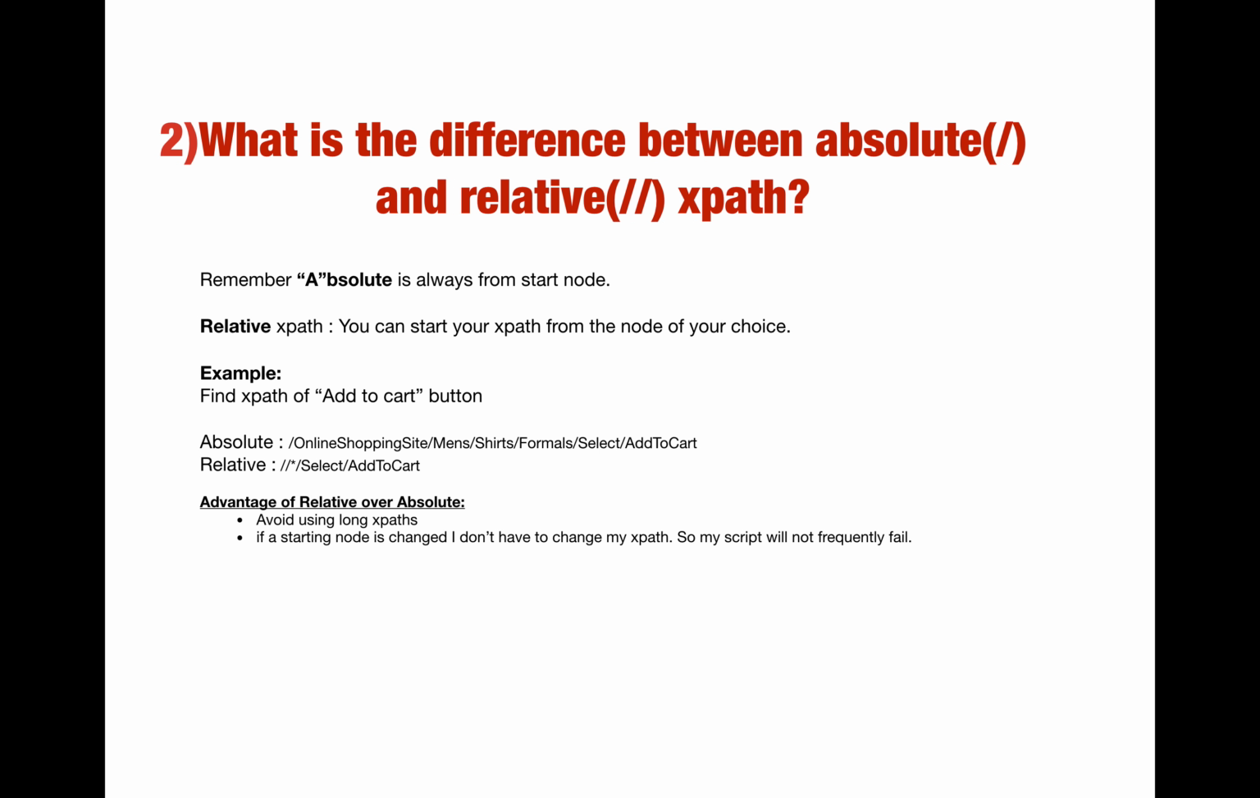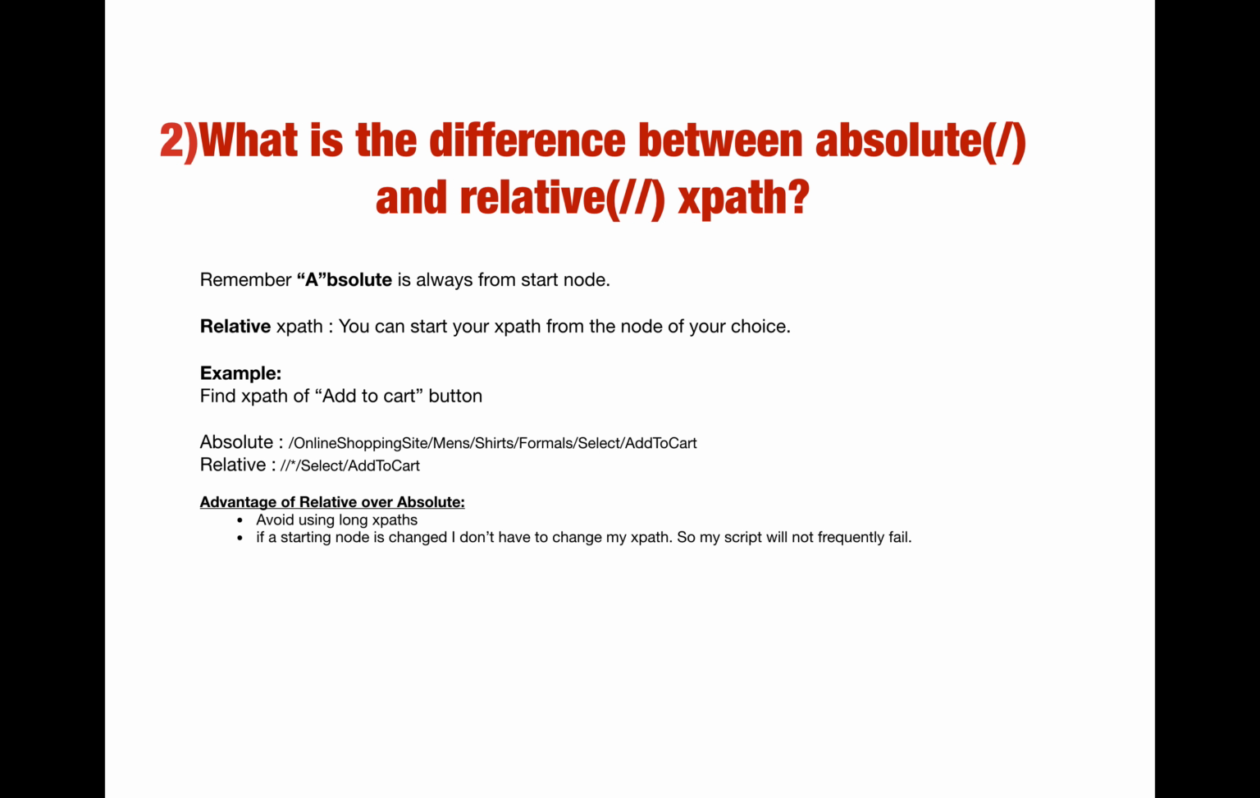So let's take the first one, absolute. Just keep in mind, never get confused: absolute starts with A, which means start node or root node. When you're explaining to the interviewer, just look into his eyes and tell him that absolute is nothing but identifying an element and getting its XPath from the start node. Relative is nothing but you can start your XPath from the node of your choice.